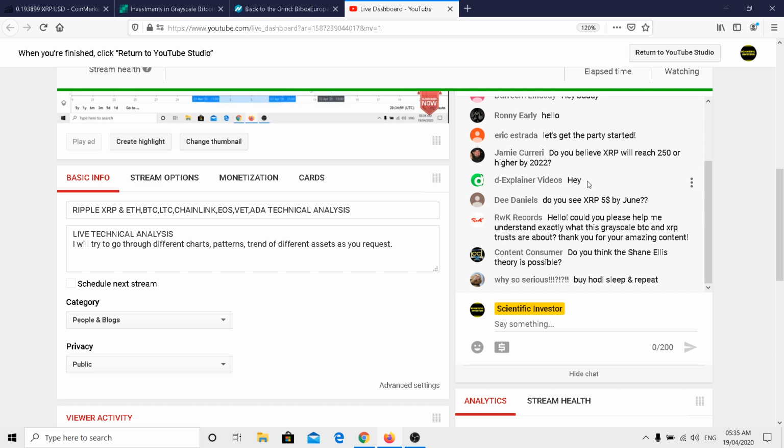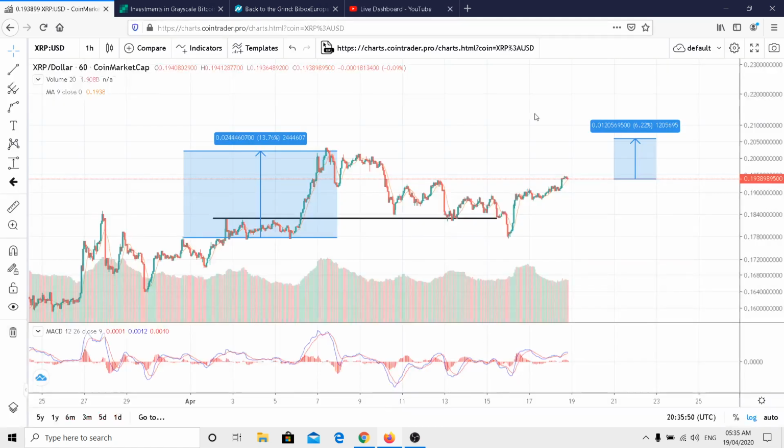Now we have more messages. Say it's from Eric. Let's get the party started. Hopefully the party is starting here, because if we actually manage to move above that 0.2 line, then yes, the roof is a bit to the upside, say 0.28, 0.3. Now yes, in terms of price, when we say 0.28, it looks a bit less, but if you actually measure the movement from here to that point, it's not that small.